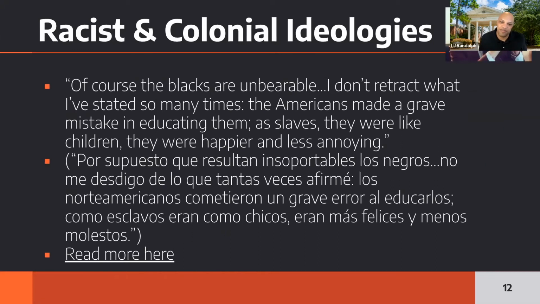And if you look at some of the things that he has expressed about Black folks, you can see his racist ideologies represented here as well. He calls Blacks unbearable, says that America made a grave mistake in educating them, and that as slaves, they were like children, they were happier, less annoying.